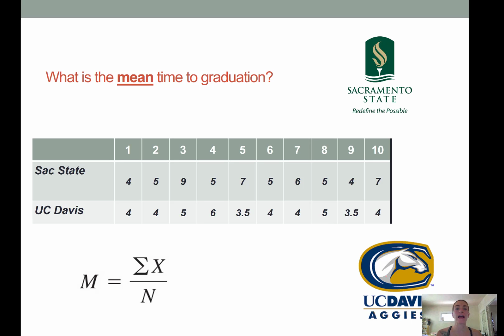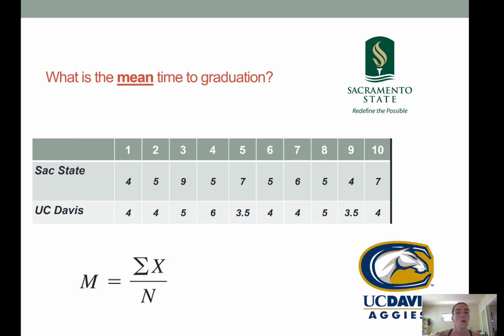First, let's calculate the mean time to graduation for each of the universities. So remember, I have the formula here for you. I'd like you to get used to looking at these formulas. The formula for the mean is the sum of X over N. So we need to first sum all of our X values or add up all the scores. Okay. So you'd add 4 plus 5 plus 9 and so on.